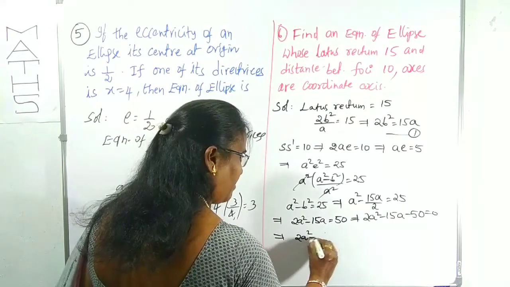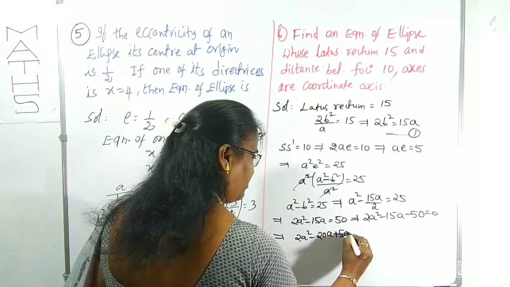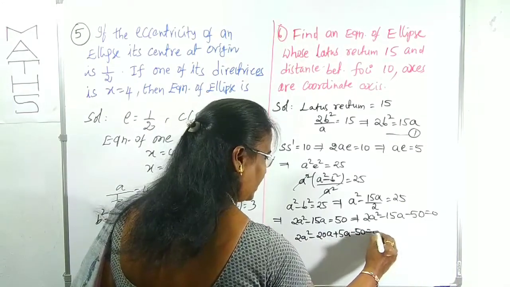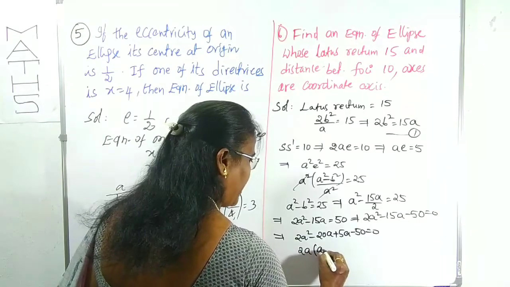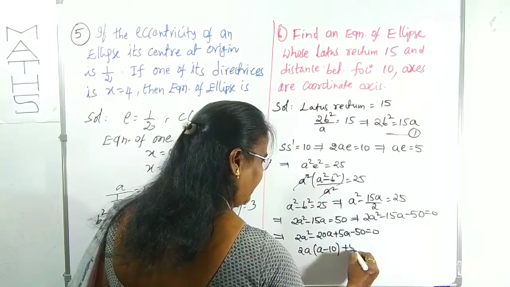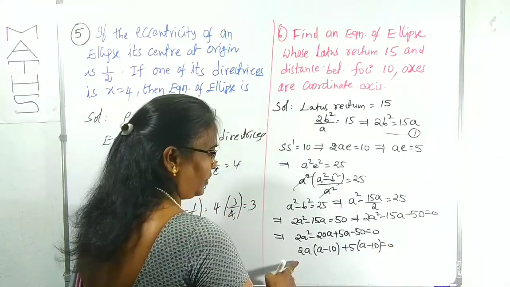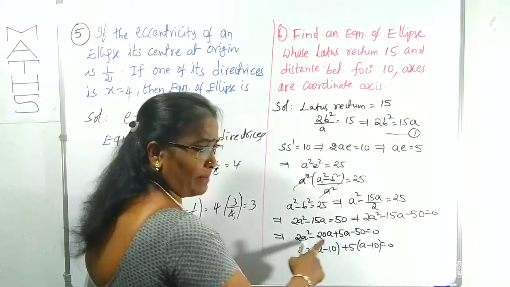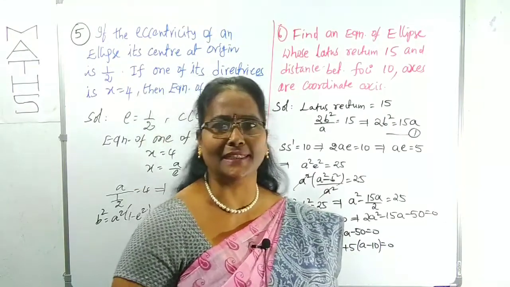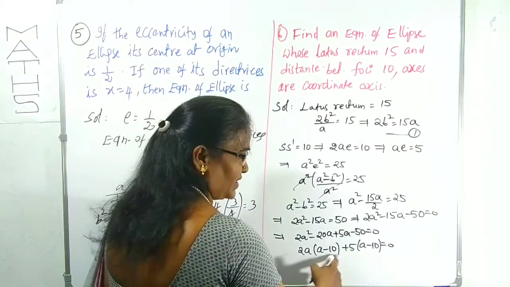2a square minus 20a plus 5a minus 50 equals 0, right? By taking 2a common, it becomes 2a (a minus 10) plus 5 (a minus 10) equals 0. You know there will be two factors. 2a plus 5 is 0, a will be minus 5 by 2. You know a is not at all negative. That's why we cannot take the 2a plus 5 equal to 0 factor.